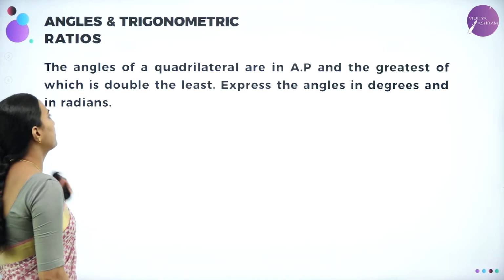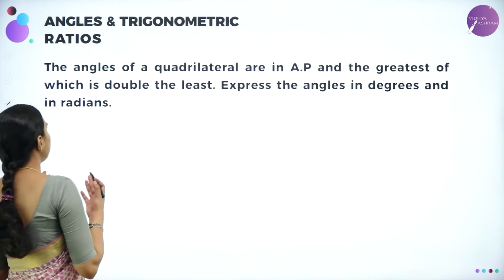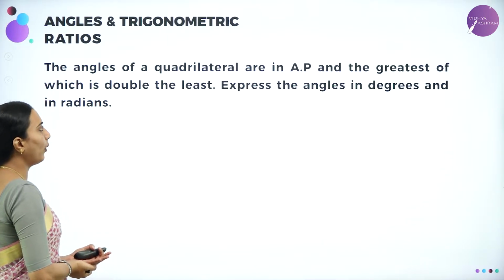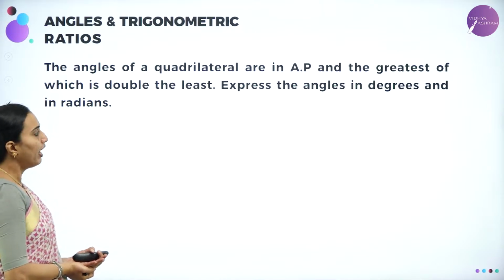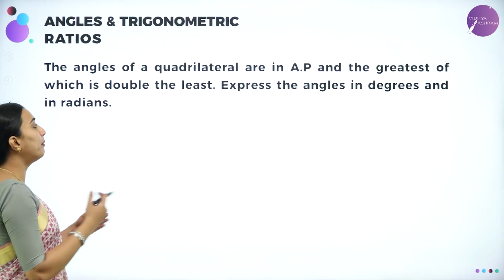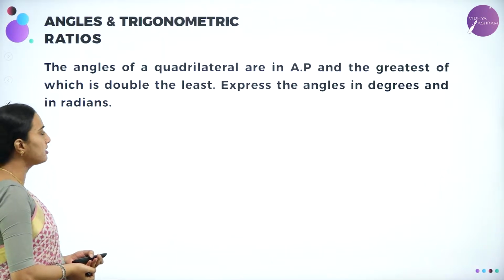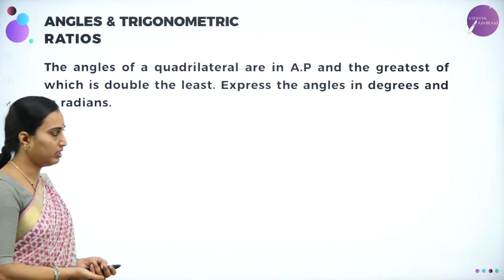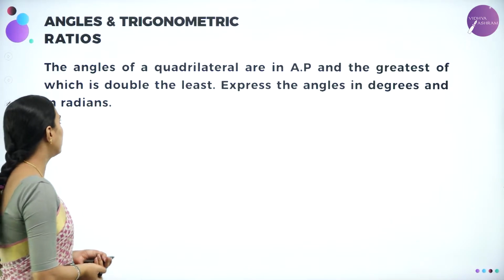What have they asked in the next problem, dears? The next problem is like this. The angles of a quadrilateral are in AP and the greatest of which is double the least. Express the angles in degrees and in radians. So what have they asked you?